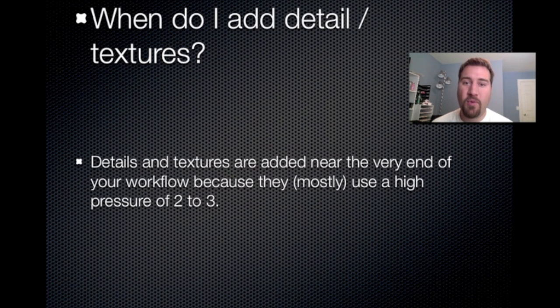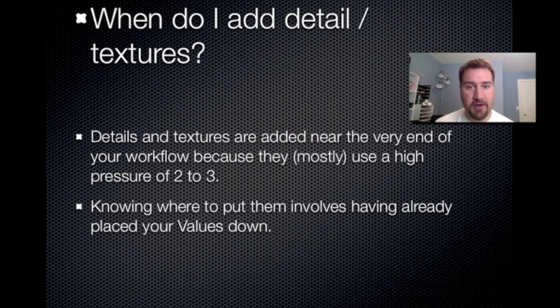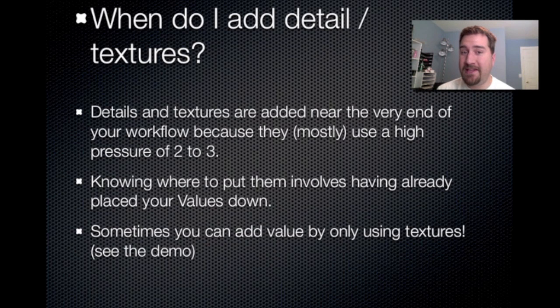All right, and finally, when do I add detail and textures? When do you do this in your workflow? Details and textures are added near the very end of your workflow because if you have more textures in your darker areas than your light, then you need to have already laid down those darker areas before you apply your textures, or else you won't know where they go. Now in the demo, you will see an exception to this.